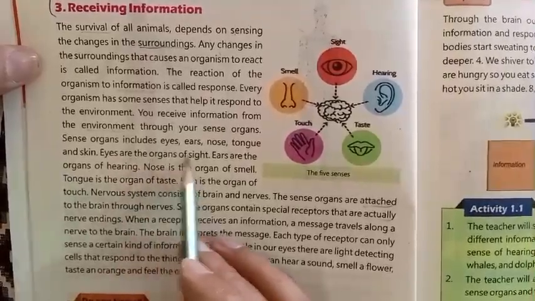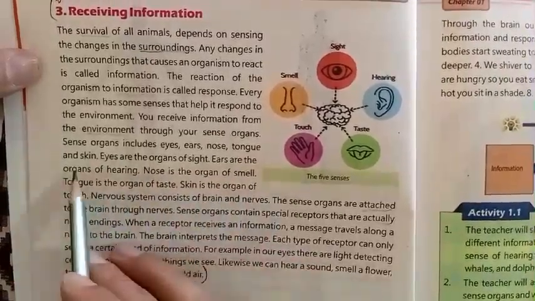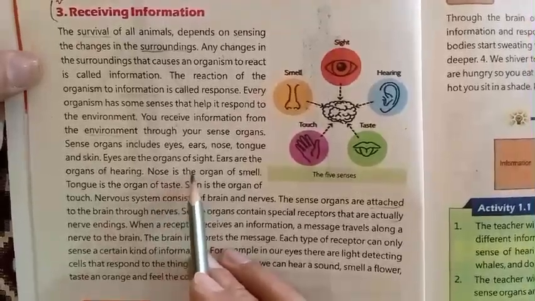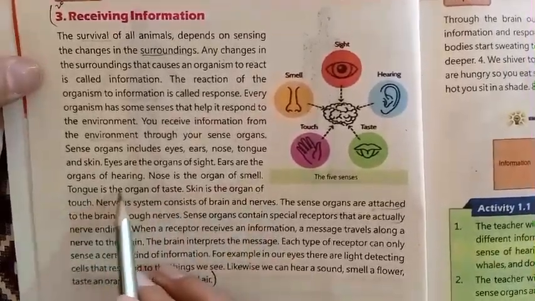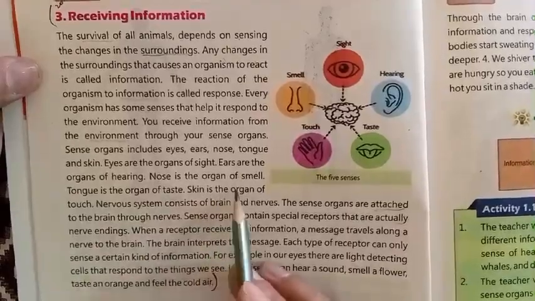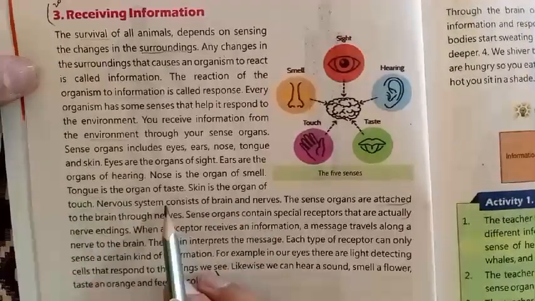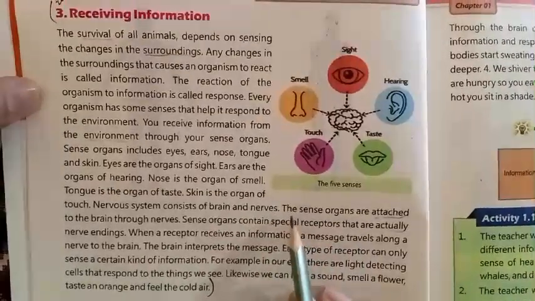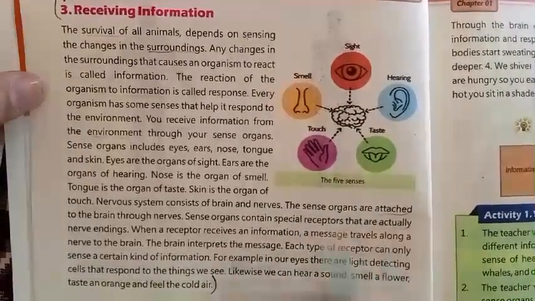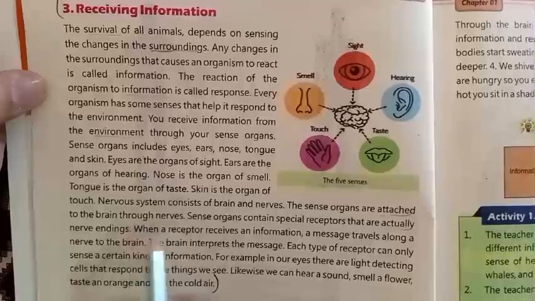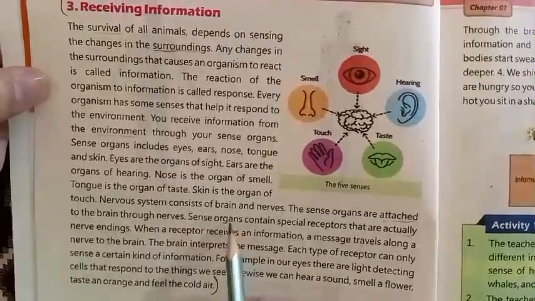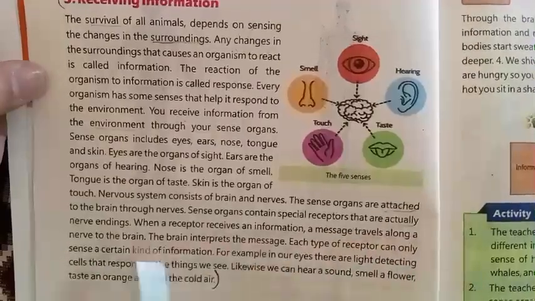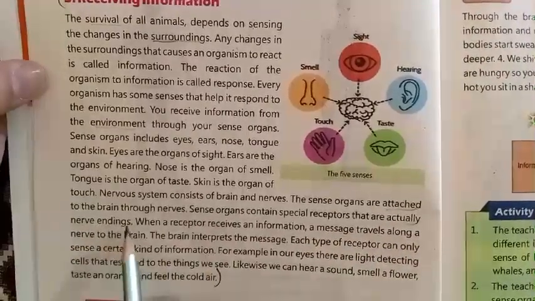Eyes are the organs of sight, ears are the organs of hearing, nose is the organ of smell, tongue is the organ of taste, skin is the organ of touch. Nervous system consists of brain and nerves. The sense organs are attached to the brain through nerves. Sense organs contain special receptors that are actually nerve endings.